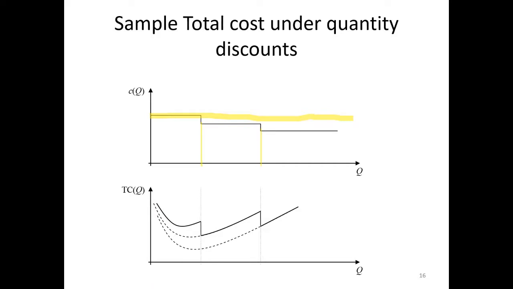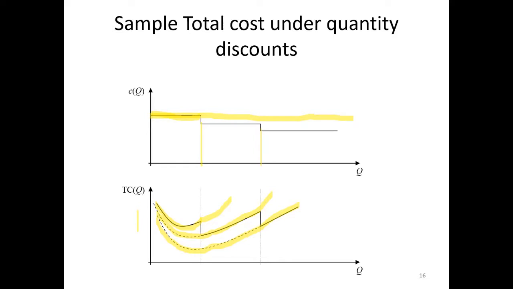Now, how does that affect the total cost function? Well, as you can see here in the blue figure, for each value of C of Q, if you draw the total cost function as we had done in the basic EOQ model, you will see that you have three curves. This is the first curve for the first value of C. This is the second curve for the second value of C. This is the third curve for the third value of C.